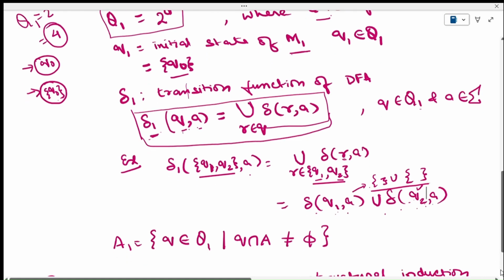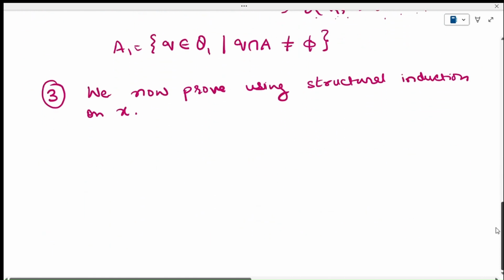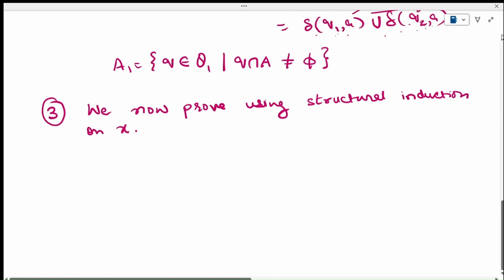Accepting states. The accepting set is any state Q that belongs to capital Q such that Q intersection A is not equal to phi, where this set Q and this A is the set of accepting states in the non-deterministic finite automata. Once we perform the intersection, we should get an element which is not equal to phi, meaning at least one element is there which is an accepting state. We now prove this using structural induction on x.